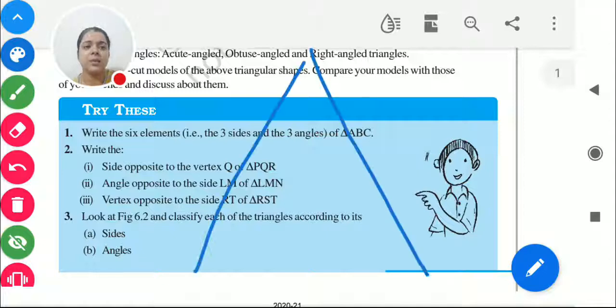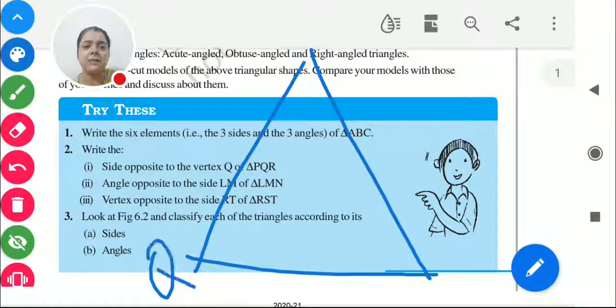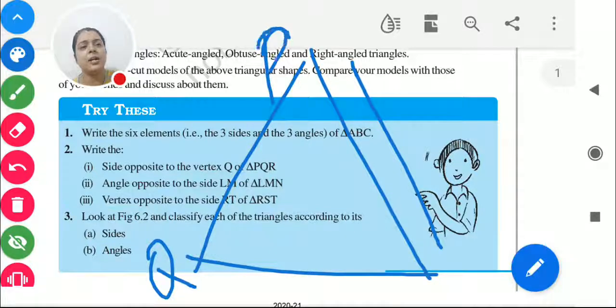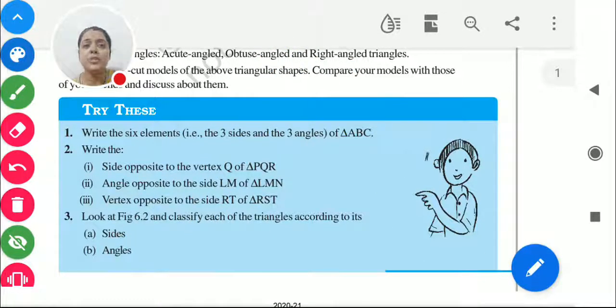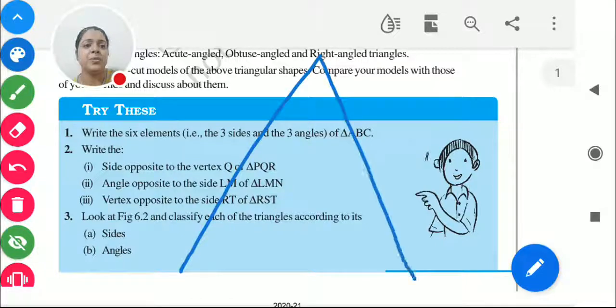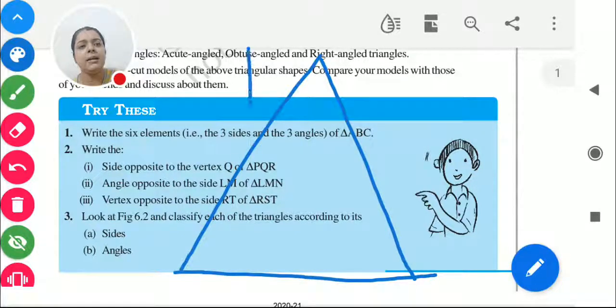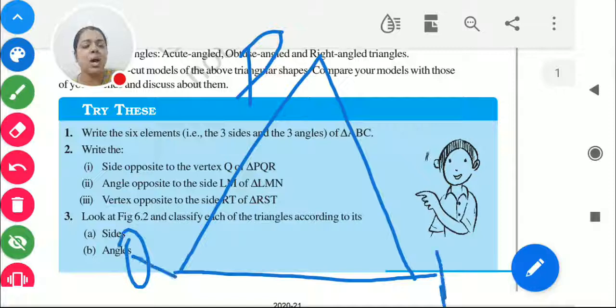This is the vertex, and its opposite side is this. This is the vertex, its opposite side is this. This is the vertex, its opposite side is this. Okay. Now, just opposite to that, I have taken the angle. This is the triangle PQR.